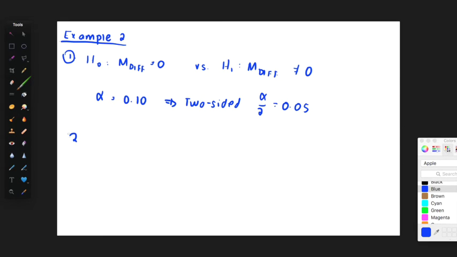Then the second step is to set the rejection criterion. So we will reject H naught if Z, the absolute value, because it's a two-sided, is greater than Z alpha over 2, which is then 1,645 if you look this up in the table.